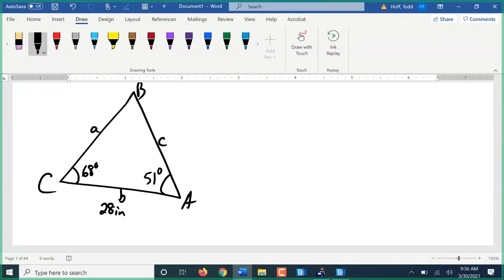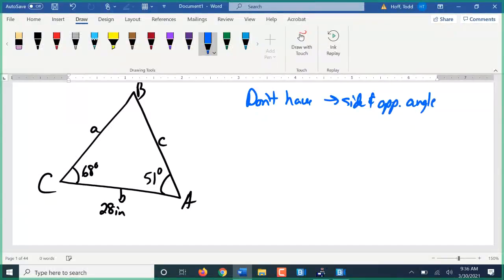Now, the first thing is we do not have a side and its opposite angle. But we can find the third angle. Anytime we have two angles of a triangle, the third angle is just a couple of steps away. We do the 68 plus 51 gives us 119 degrees.